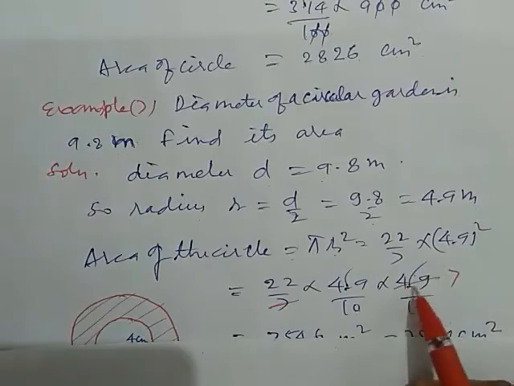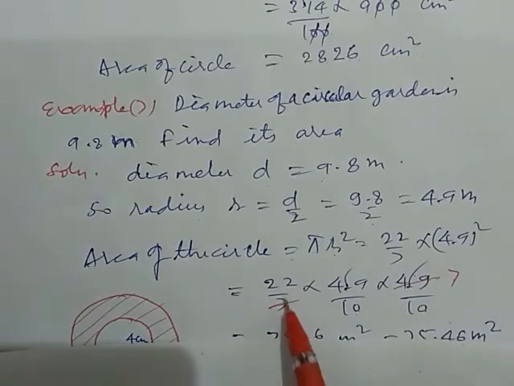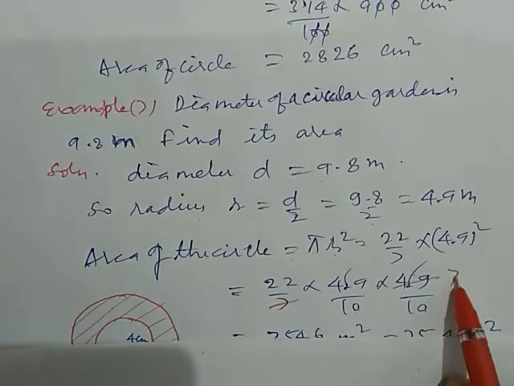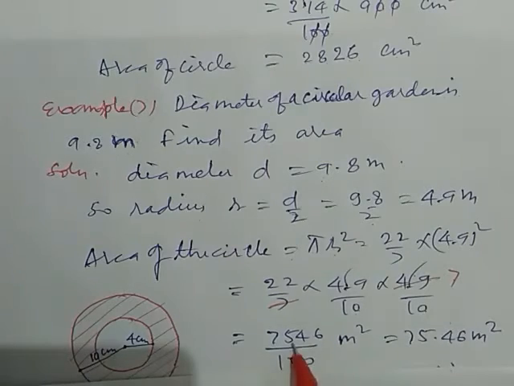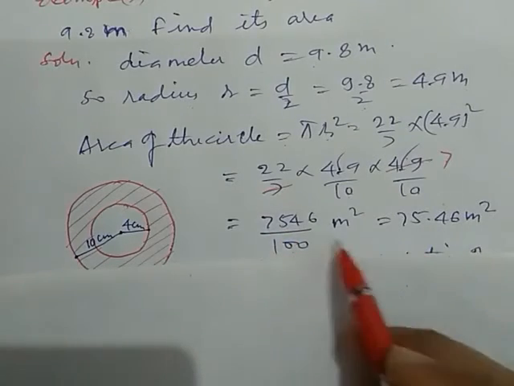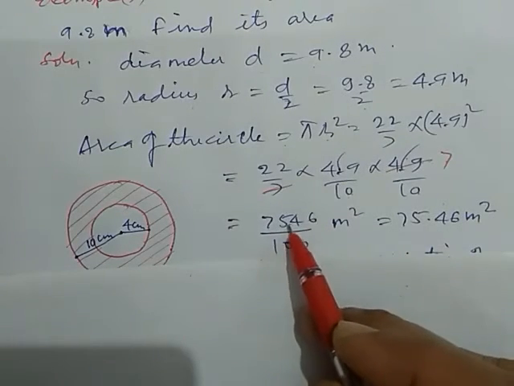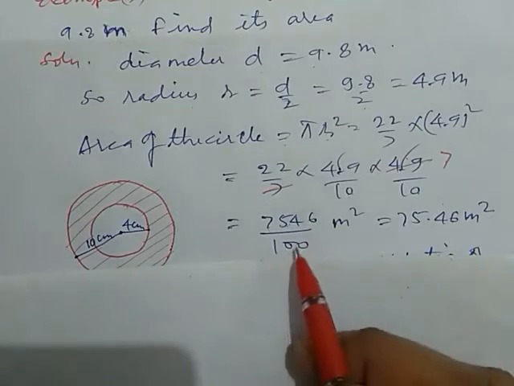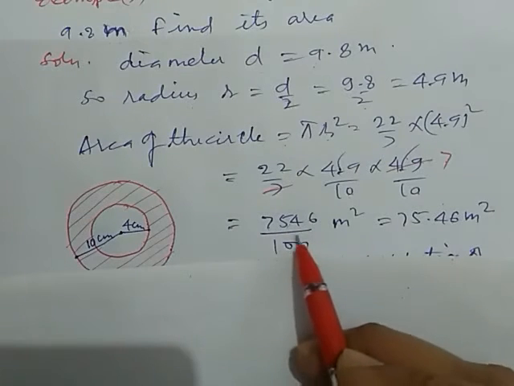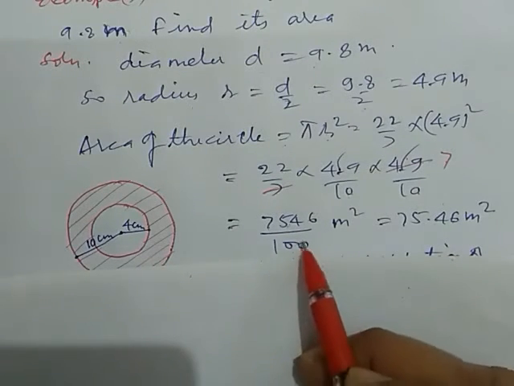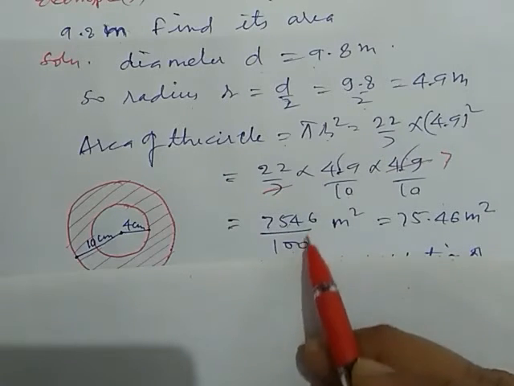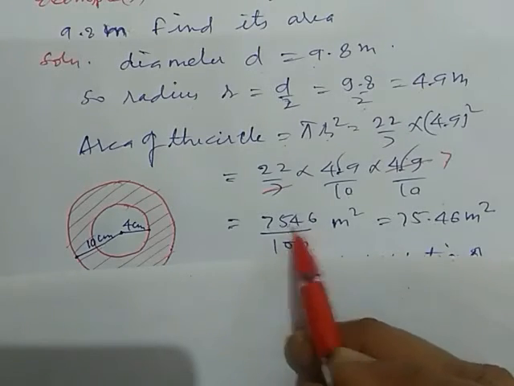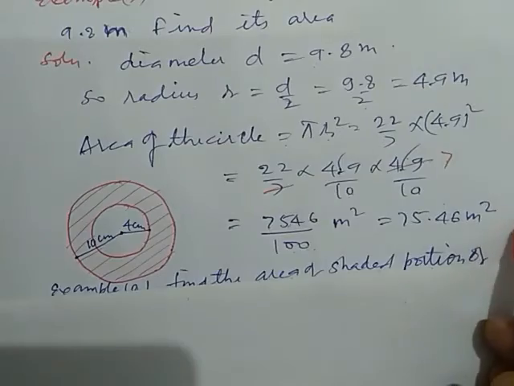Now this 7 divides 49, 7 times. So 22 into 7 into 49 comes to 7546, and 10 into 10 is 100. By dividing this, we put the decimal after 2 places, so 75.46. We know that whatever the value of the denominator, if there is 1 and 0 0, then whatever the number of zeros, we just put the decimal after that many places. Here there are 2 zeros, so we put the decimal after 2. So 75.46 meter square.